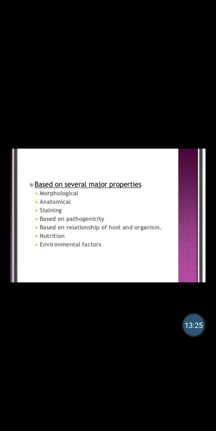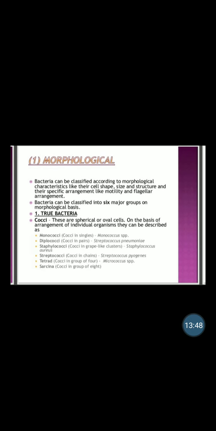Classification is based upon several major properties. First, based upon morphological properties, then anatomical, then staining property, then classification based upon pathogenicity, then classification based upon relationship of host and organism, then classification based upon nutrition, and last, classification based upon environmental factors. We will see one by one.